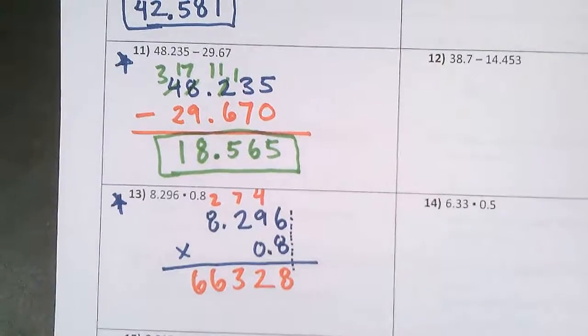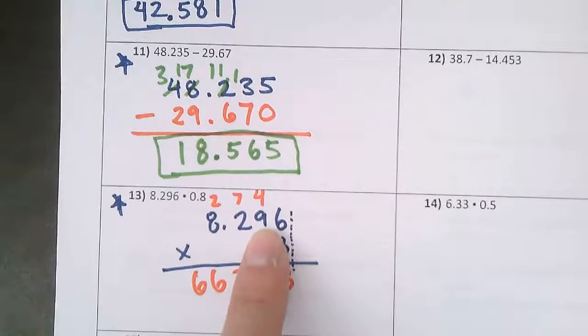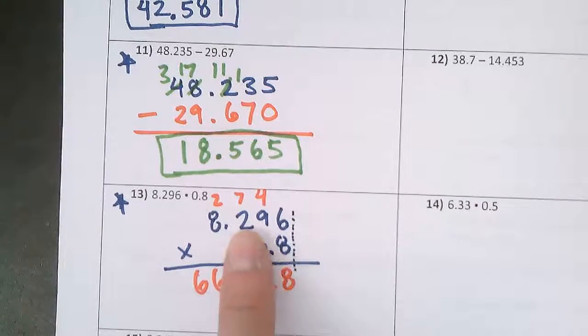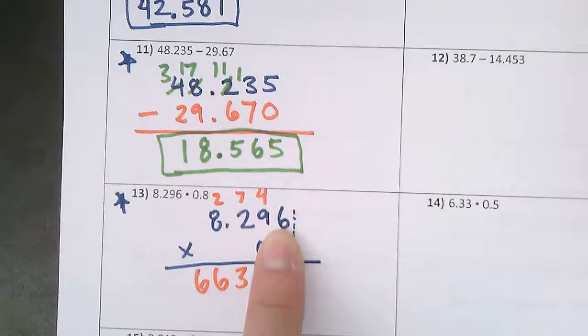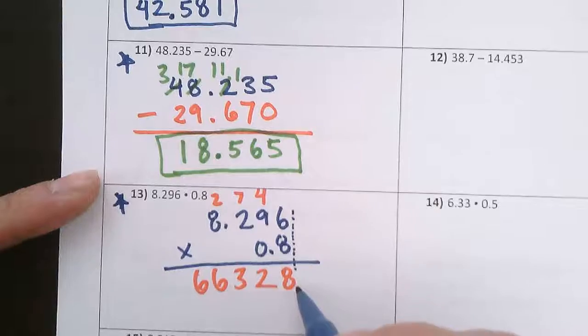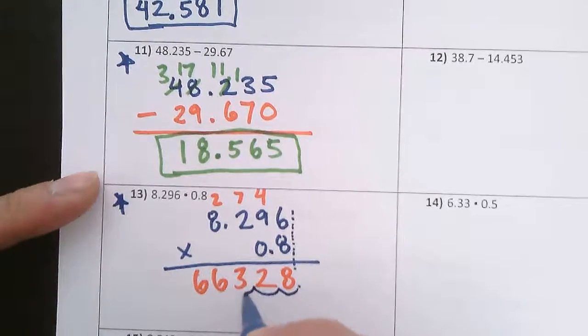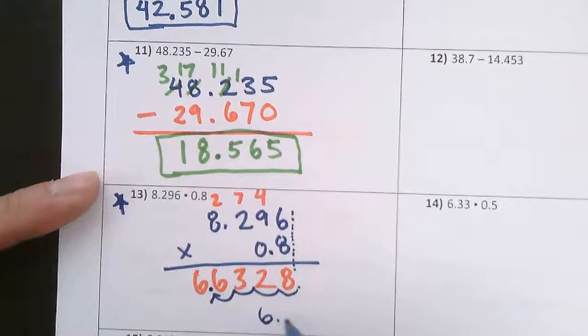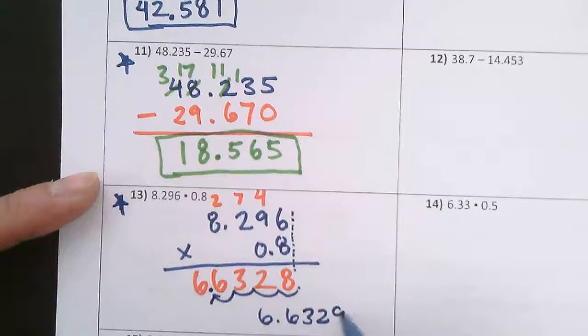Now I have to count how many numbers are after each decimal. In 8.296, there are 1, 2, 3 numbers after the decimal. In 0.8, there's 1 number after the decimal. So altogether, there are 1, 2, 3, 4 numbers after the decimal, which means I have to go back here and move my decimal starting at the end back 4 spaces. 1, 2, 3, 4. So 6.6328 is my final answer.